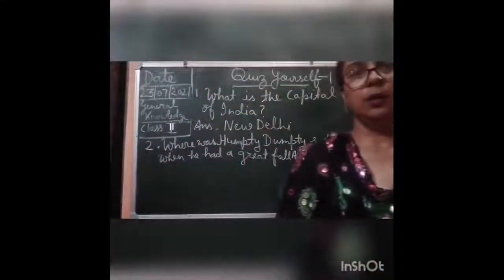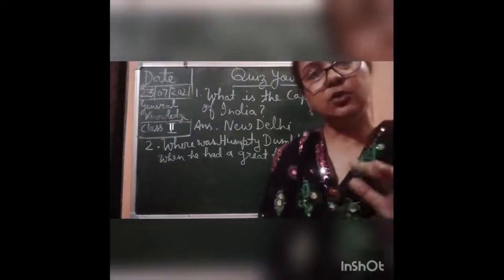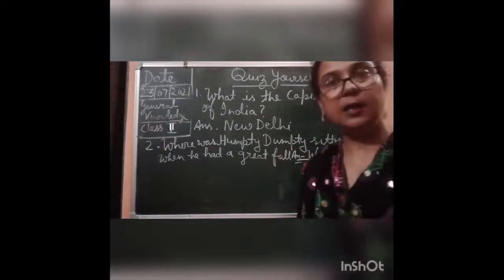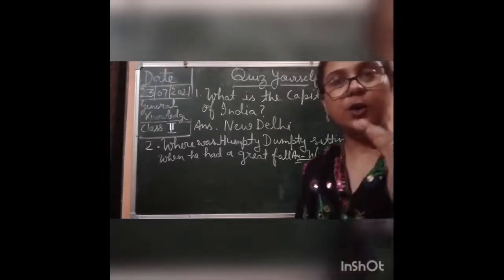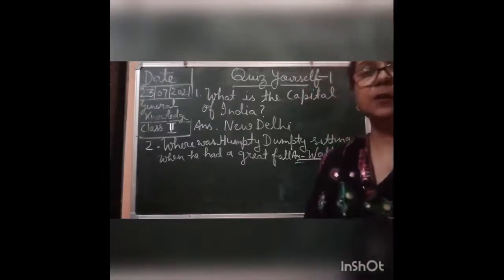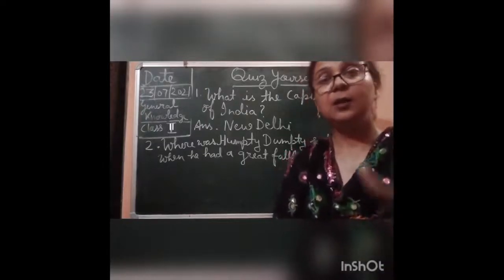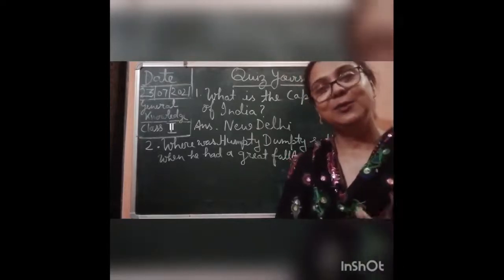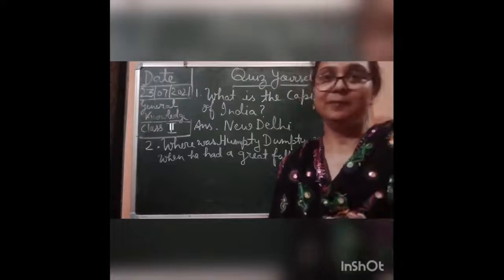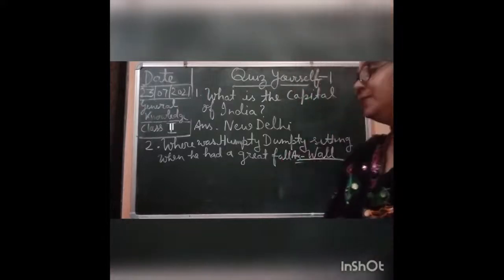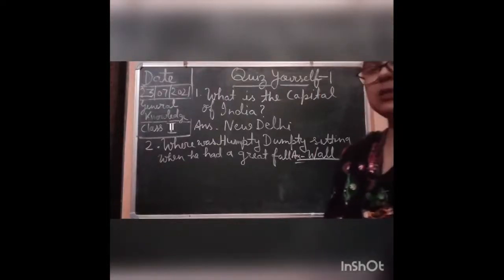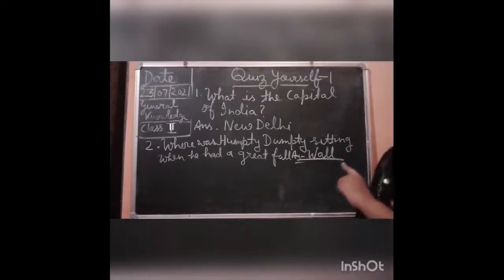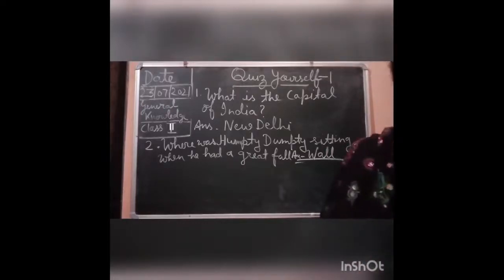Where was Humpty sitting? Humpty was sitting on a wall, children. Humpty Dumpty sat on a wall. Humpty Dumpty had a great fall. So children, where was Humpty Dumpty sitting? He was sitting on a wall. As you all know, Humpty Dumpty was nothing but an egg. So whenever an egg falls, it breaks, you know that. So where was Humpty Dumpty sitting when he had a great fall? He was sitting on a wall, children. So completed.